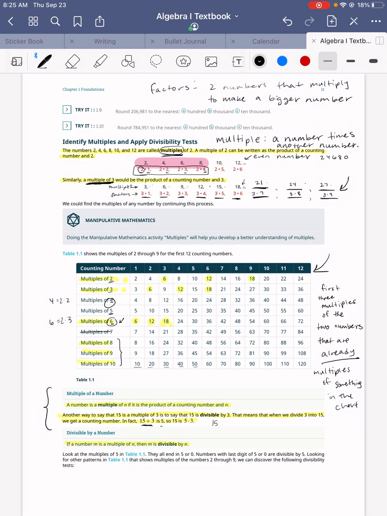Okay, if we did it the other way, we know that 15 is also divisible by 5. 15 divided by 5 is 3. 15 divided by 2 is 7.5. But that's not a counting number. Okay, so 15 is not divisible by 2. That means, going back to our beginning, 2 is not a factor of 15.